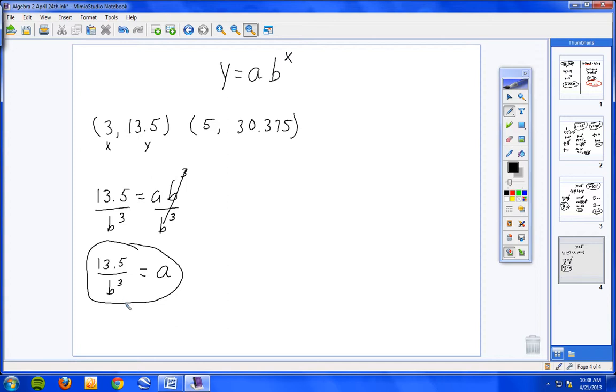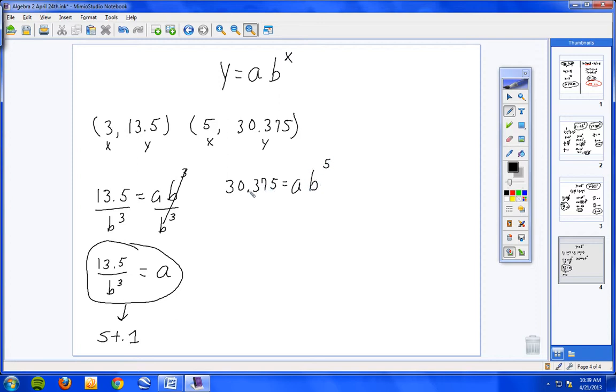Now, that's what a equals. I'm going to circle it. I'm going to call that step 1. We're going to go back to that a couple times later. All right, step 1 is done. We substituted one ordered pair in, and we solved it for a. Okay, now step 2 says substitute the second ordered pair into your equation. So this is my x, this is my y. Where the y is, I substitute 30.375. And then I come over, and where the x is, I'm going to substitute a 5.